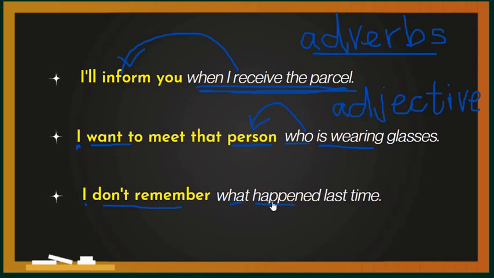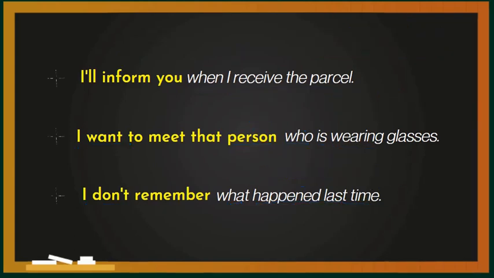Now, can you replace this thing, happened last time, with a noun? The names of activities are also nouns. So I can replace this part with anything or simply a thing. I don't remember anything. So if I can replace this part of the clause with a noun, it means that this is a noun clause. Let's check this out in the next slide.